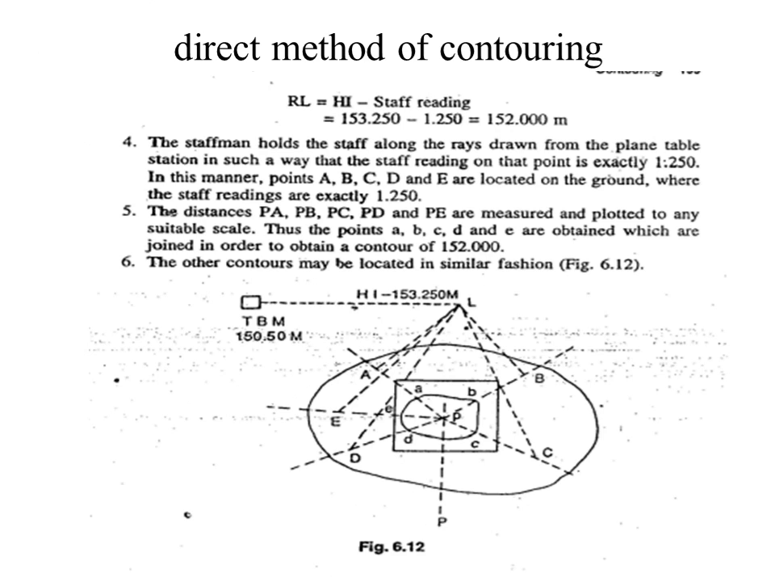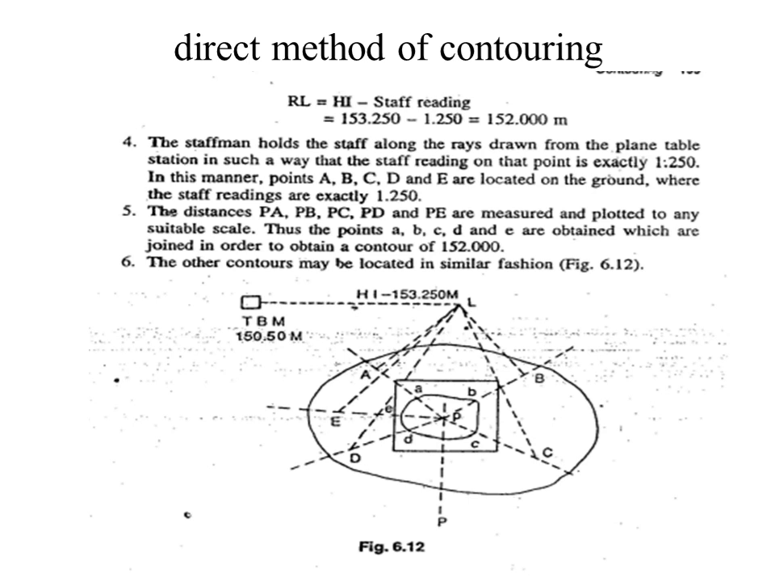Then RL of a point is equal to height of instrument minus staff reading, that is 152 meter. Then the staffman holds the staff along the rays drawn from the plane table station in such a way that staff reading on that point is exactly 1.250. In this manner, the points A, B, C, D and E are located where the staff readings are exactly 1.25.